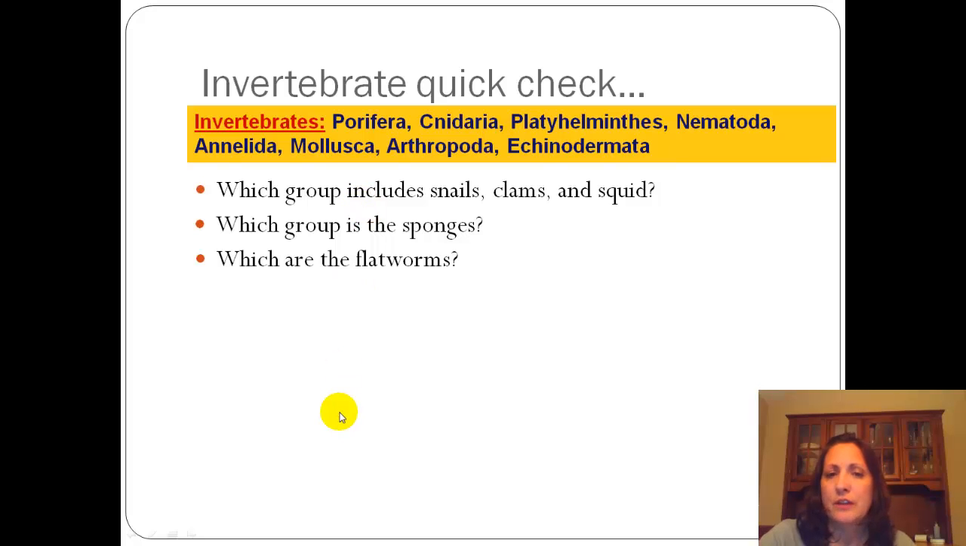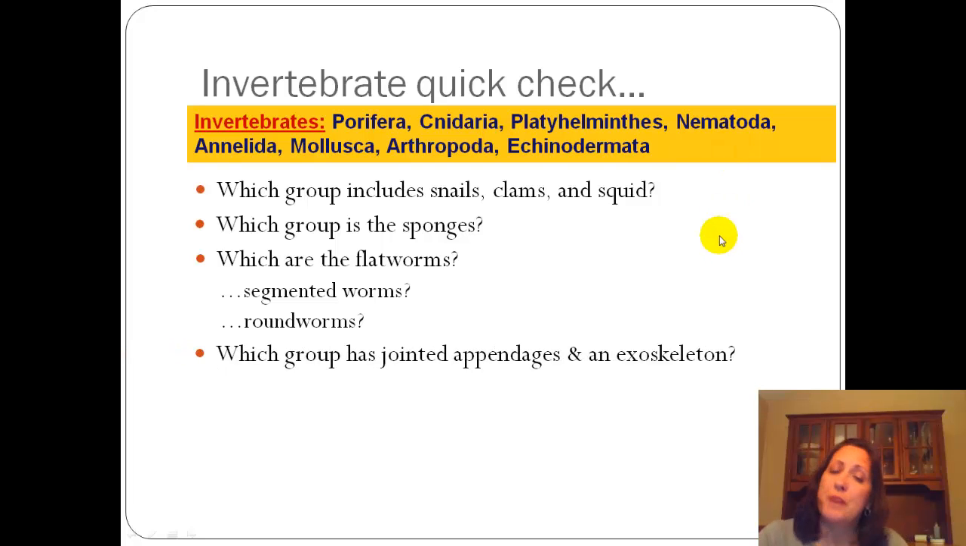Okay, which are the flatworms? Okay, and that is the platyhelminthes. And the next question, what are the segmented worms? And those are the annelids. And the annelids, actually, that means little rings. So it looks like little rings are all fused together. And which group are the roundworms? Okay, and these are the nematodes.